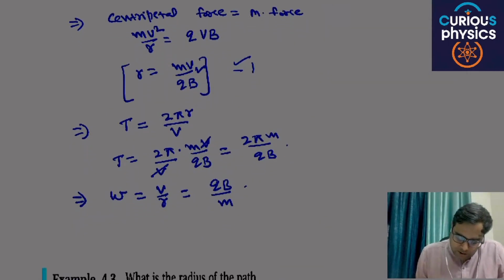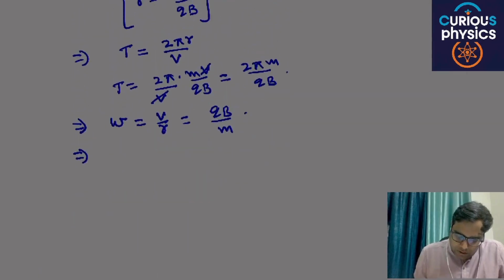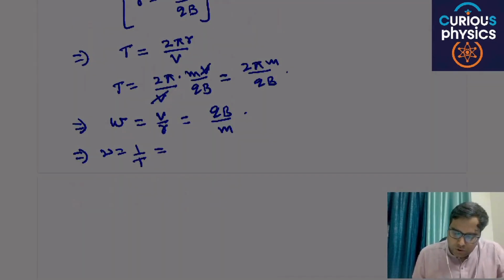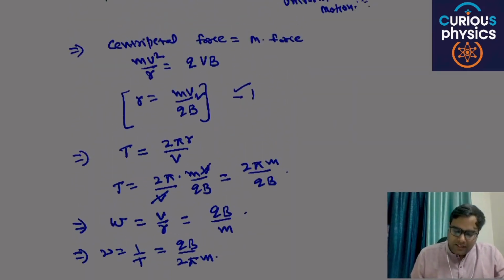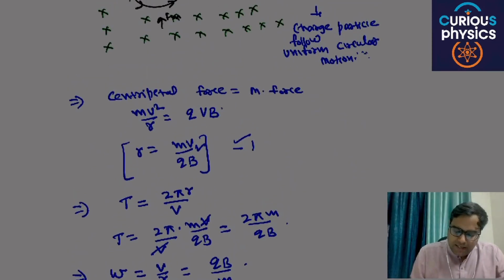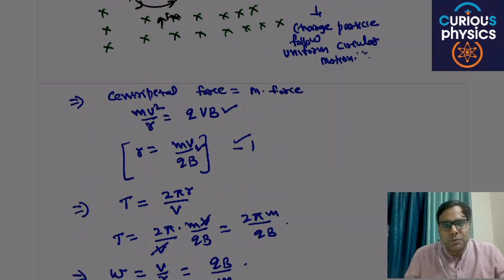You can also write the value of frequency. Frequency is nothing but 1 by T, and you know that this means qB by 2 pi m. This kind of relation you can derive for each and every quantity, but the basic concept is that the centripetal force is provided by the magnetic force.